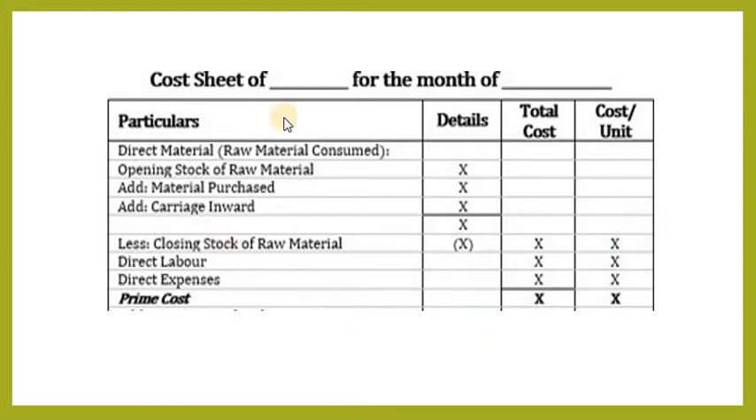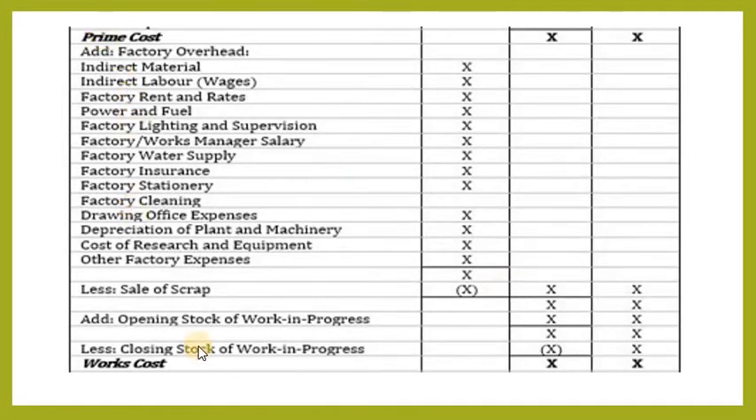Okay, this is the calculation process of prime cost. There are mainly three steps: calculation of direct material, direct labor and direct expenses. How do we calculate direct material? Opening stock of raw material plus purchases plus carriage inwards minus closing stock of raw material. Direct labor and direct expenses are given directly in our problem. This is the calculation of prime cost, the first step of the cost sheet.